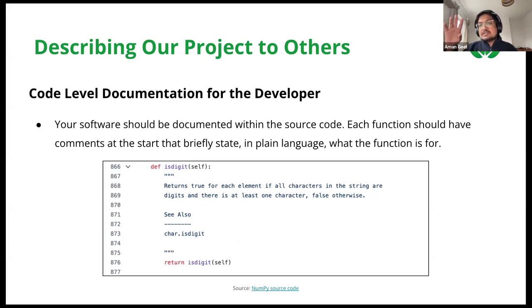And we can use this information itself to generate our technical documentation. For example, it tells what this function is doing. It's returning true for each element if the string is a digit. You can have this, again, for all the elements of your code. You can have comments, you can have docstrings, you can have different types of code documentation within the code.